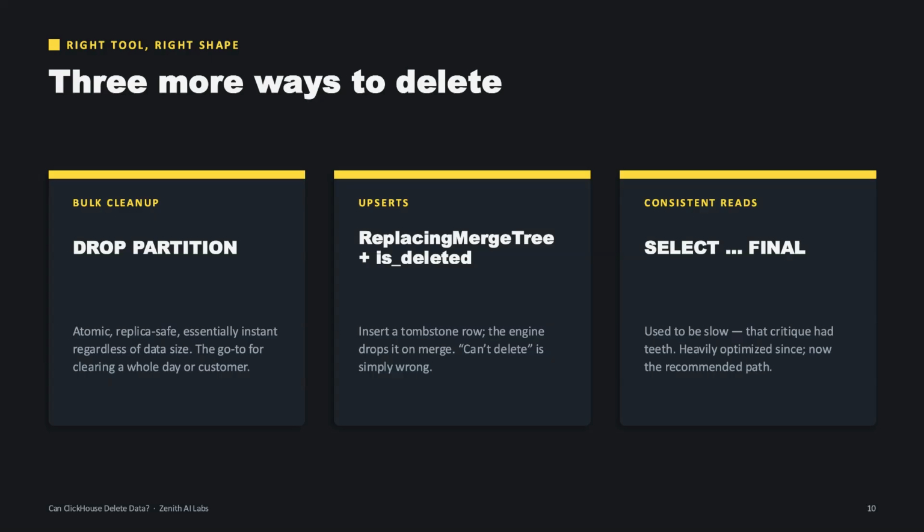And for upsert style workloads, ClickHouse has ReplacingMergeTree with an isDeleted column. So "ReplacingMergeTree can't delete" is just wrong. You insert a tombstone row and the engine drops it on merge. Pair that with the FINAL keyword for consistent reads. Yes, FINAL used to be slow. That critique had teeth a few years ago. It's been heavily optimized since and is now the recommended way to get immediate consistency at query time.